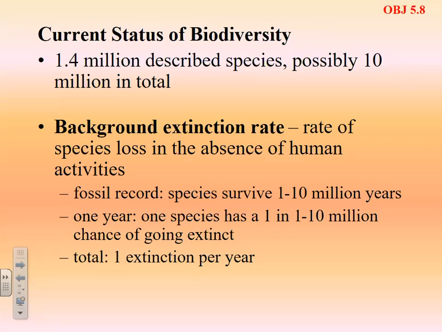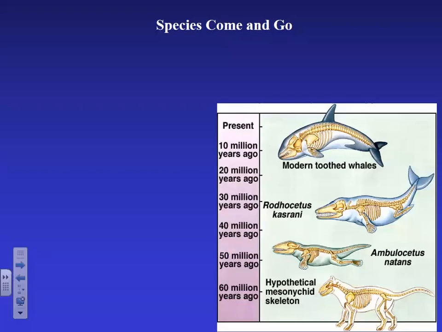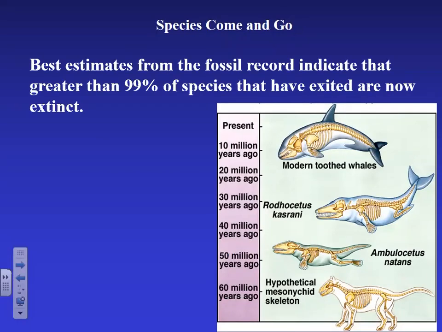So you look at the fossil record, most species survive about 1 to 10 million years. In 1 year, a species has a 1 in 1 to 10 million chance of going extinct. If you do those odds, every year you lose about 1 species on our planet as a background extinction rate. Now, humans have affected that quite a bit. But we'd have to understand extinction is kind of part of things that are going to happen, whether it's species changing over time and becoming distinct species, or species diverging and becoming 2 different species.